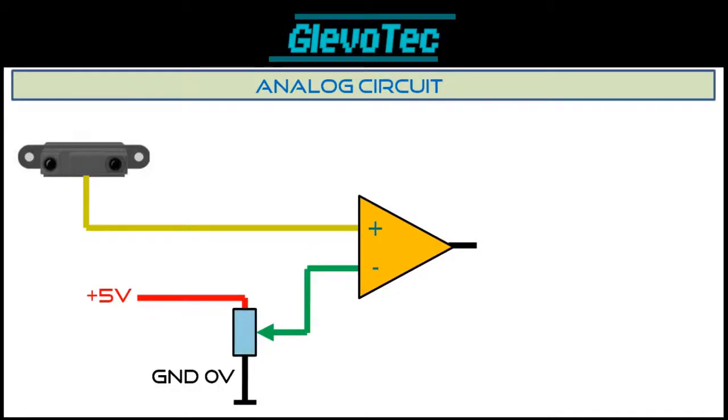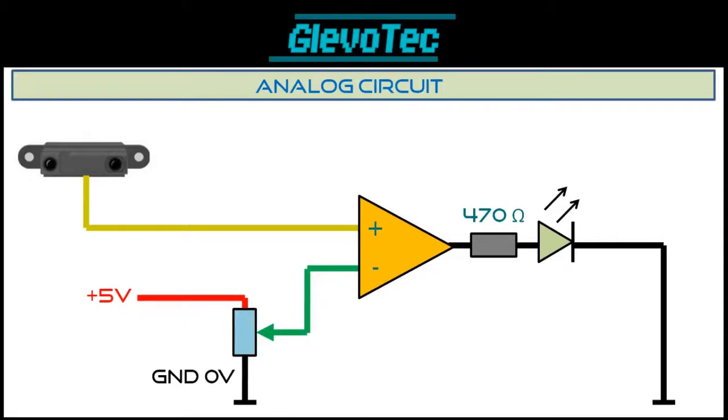If we go back to our circuit, we have both our inputs of the op-amp connected. The only thing we still have to do is connect an LED to the output. We'll use a series resistor to limit the current for the LED. For a 5 volt supply, we'll use a 470 ohm resistor. And of course, connect the other side of the LED to ground to complete the circuit. And there, our circuit is done.